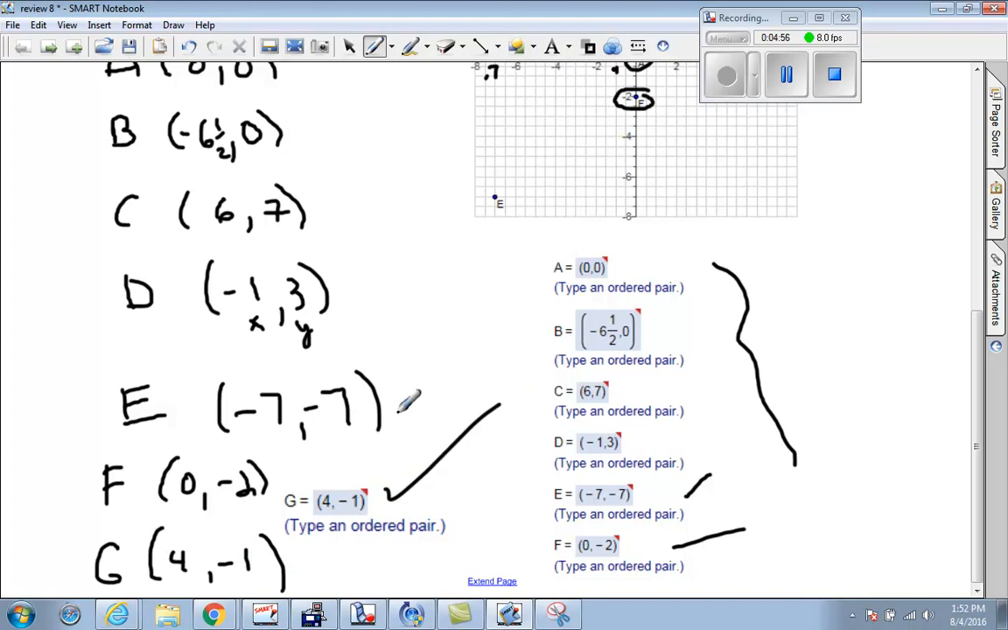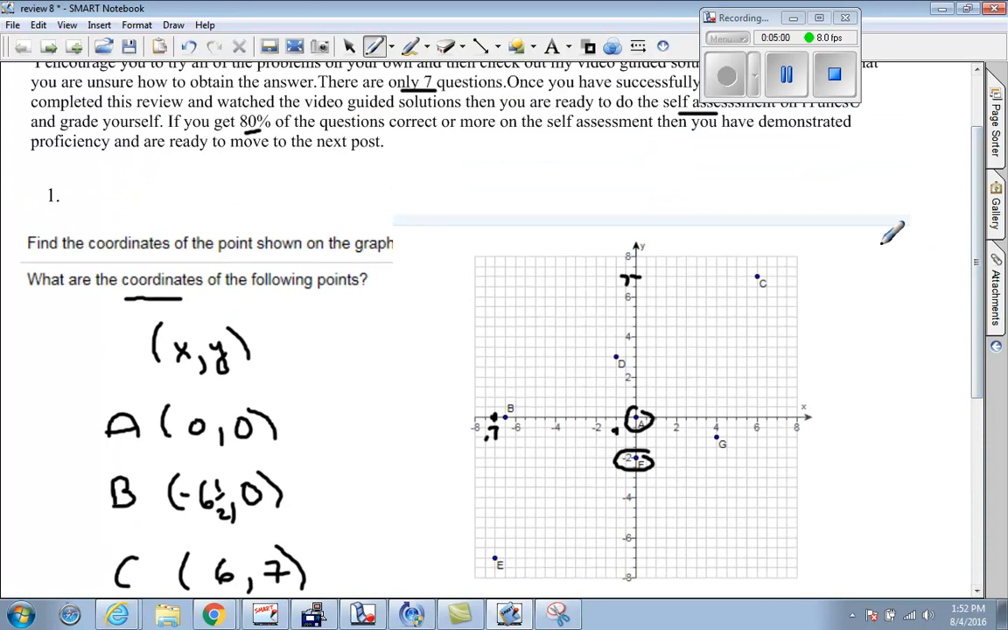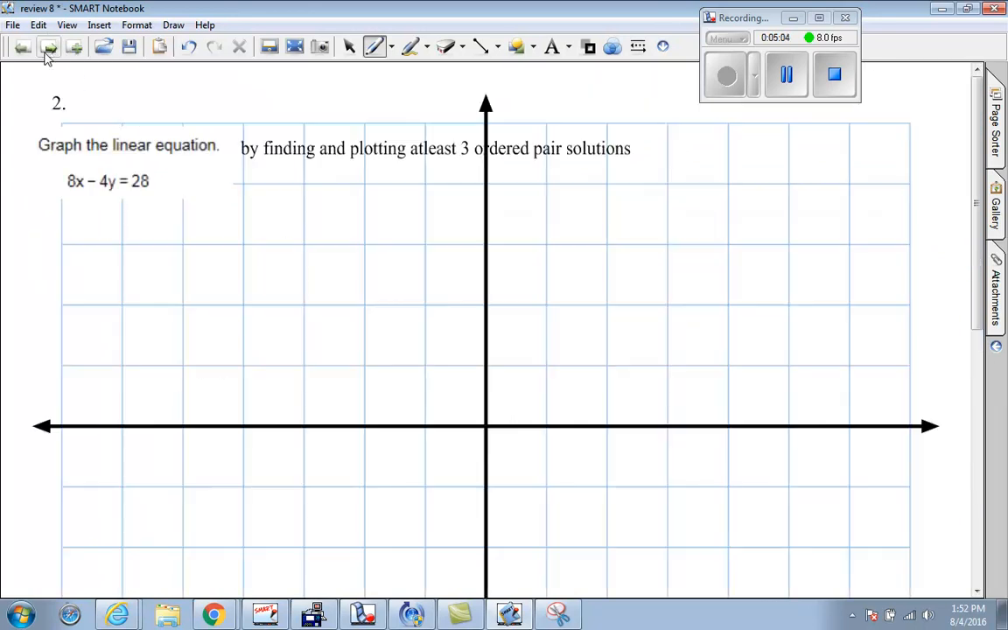And we got it. All right, so plotting points is one of the first tasks we have in that post and we get comfortable with. Let's head on to number 2. Graph this linear equation. Now we jump right into graphing linear equations, and it says by finding and plotting at least 3 ordered pair solutions. Well, like I said, I'm assuming you've been through all the guided notes for this, and you have the T-table under your belt.